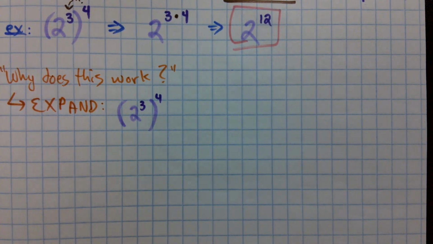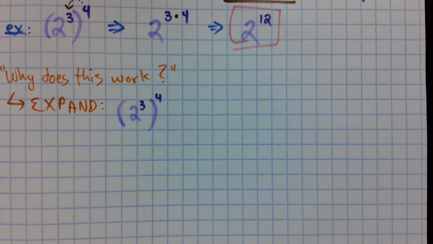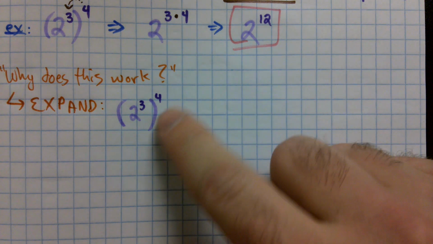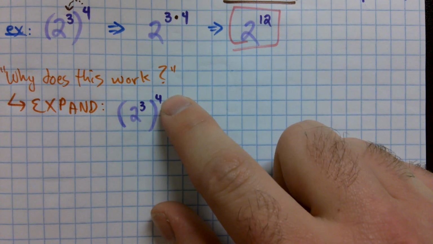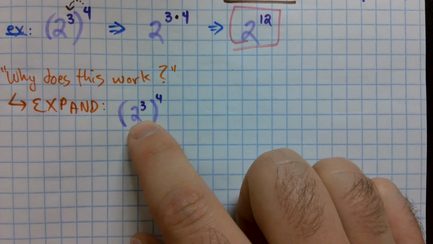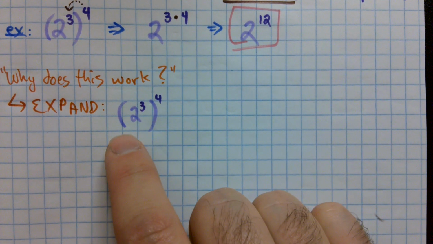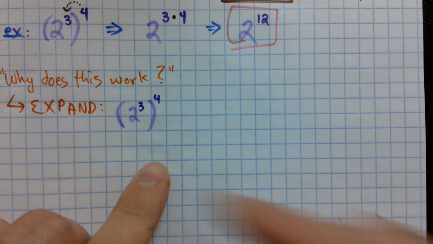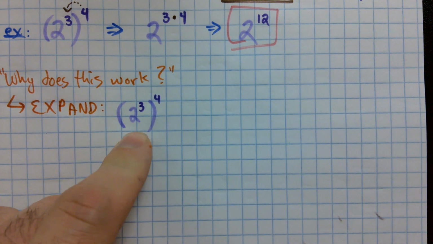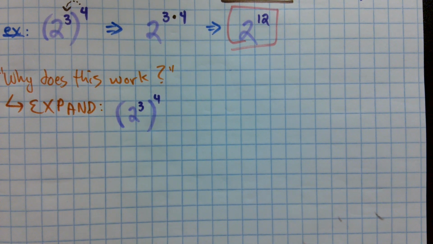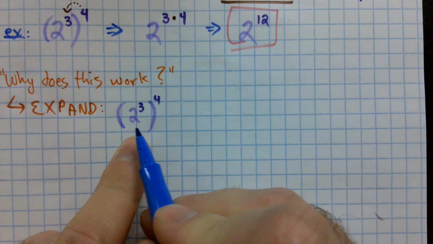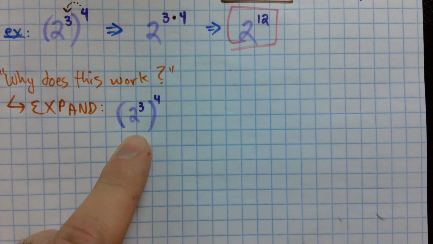I'm going to move this up. So we're going to keep that same example, 2 to the power of 3 raised to the power of 4. Now let's focus on this outside exponent. If we're raising this quantity to the power of 4, how many times would we write out that inside quantity? We're going to write it out 4 times.